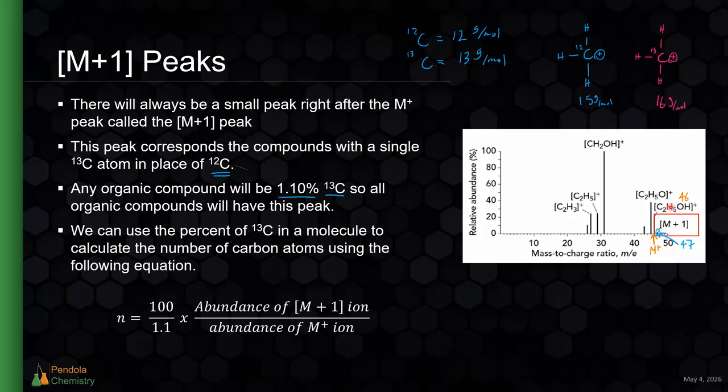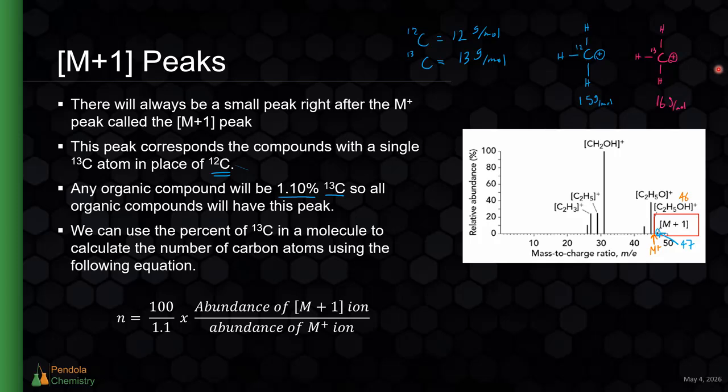This is where the M plus 1 peak is important. The M plus 1 peak is going to essentially be counting all of the whole molecules that have at least one carbon-13 in it. And that's going to be around 1.1% of molecules of any organic compound containing one carbon-13 atom. Because of that, their molar mass is a little larger. We can use that ratio, that 1.1%, to actually figure out how many carbons a compound has.